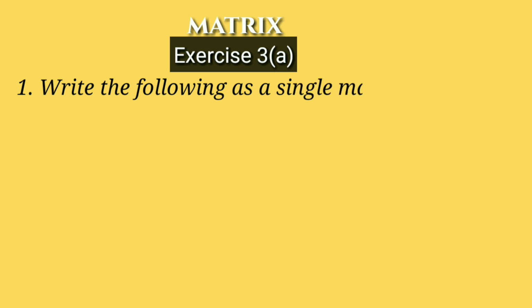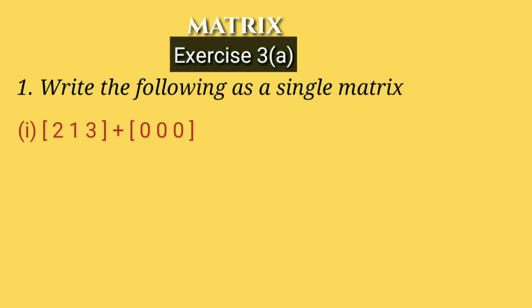Okay, so here the first question given is [2 1 3] plus [0 0 0], two matrices. These are called row matrices, so we have only rows. So add these two matrices. To add these two matrices, we have to add the first matrix's first number and the second matrix's first number, the first matrix's second number and the second matrix's second number, and the first matrix's third number and the second matrix's third number, like that.